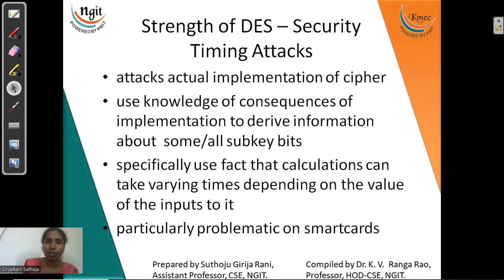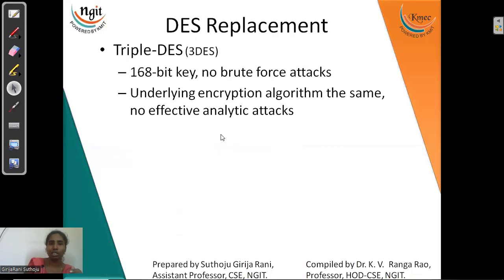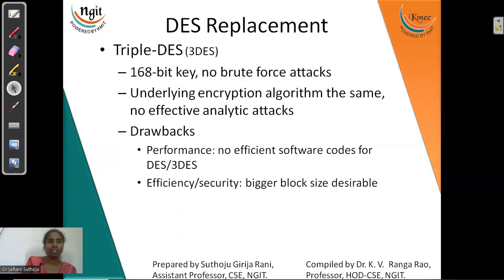Timing attacks are very problematic in swapping systems nowadays, smart cards and everything. When we swap, they immediately try to attack depending on the secure system in which we are logged in. So these are some of the strengths of DES. So why do we need a DES replacement? Because of brute force attacks. The only problem is brute force attacks on the 2 to the power 56 combinations. Thus we moved to triple DES, where we have a 168-bit key.